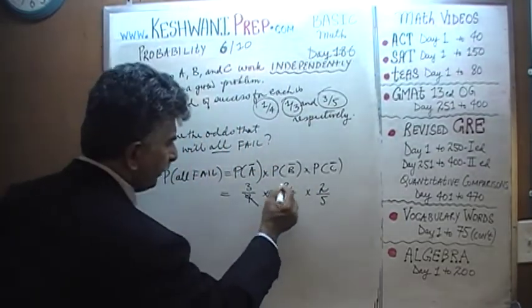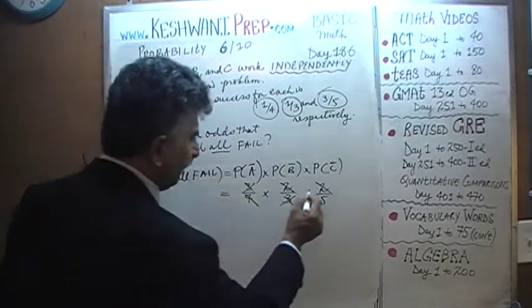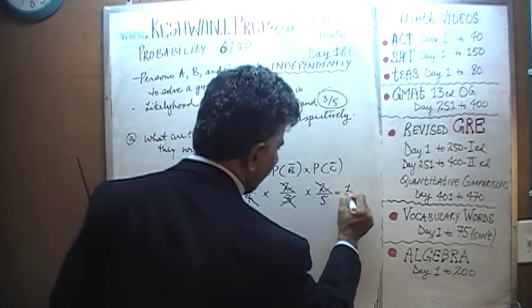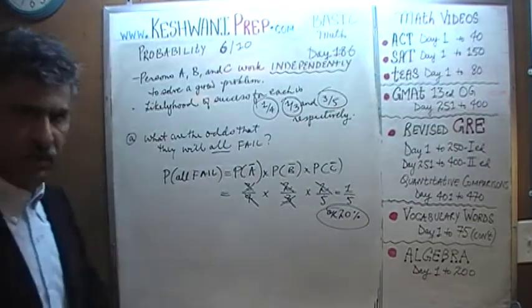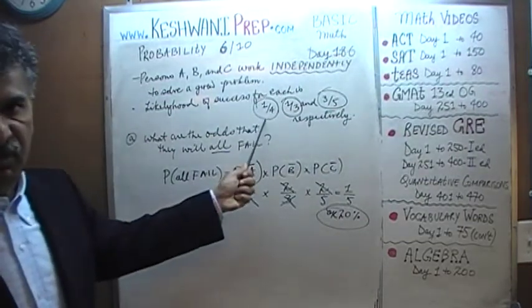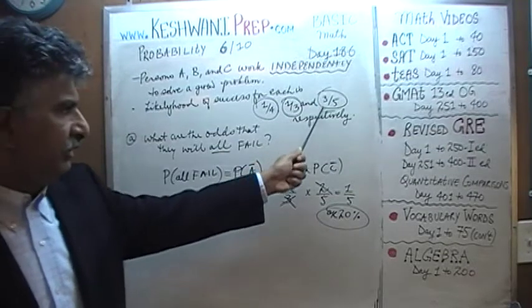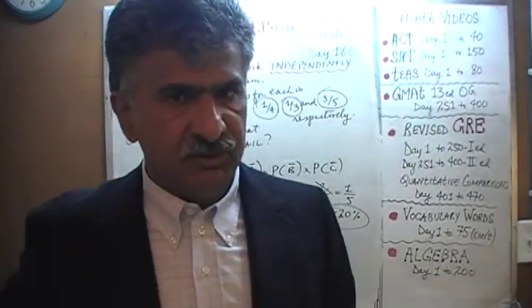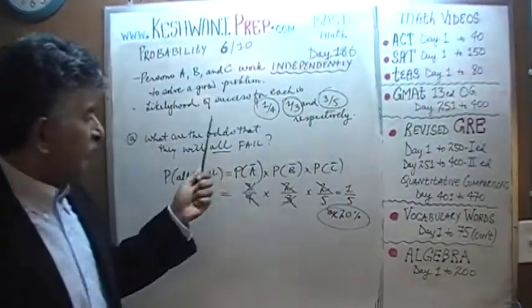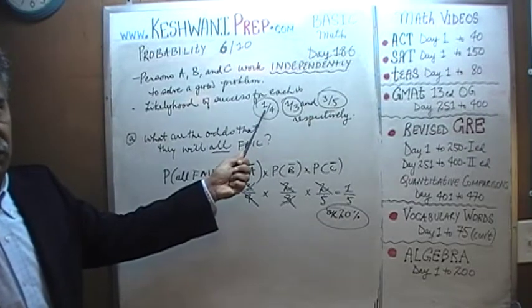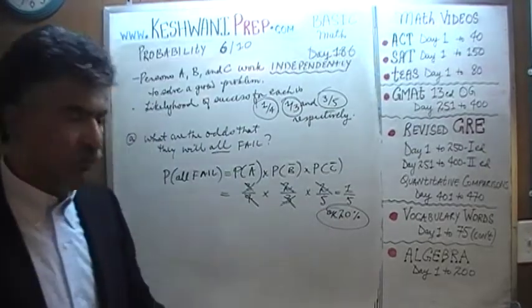We see a 4 here and a 2 times 2, that's 4, that's gone. We see a 3 here and we see a 3 here, that's gone. That's it, we're done. It's simply 1 over 5, or 20%. There is a 20% chance, given the fact that one person has a 25% chance of being successful at solving this problem, another person has about 33% chance, and the third person has as high as 60% chance. But if you ask somebody, what are the odds that they will all fail, given that even the lowest person has a chance of 25% of being successful, the odds that they will all fail is not very likely. It's only 20% chance.